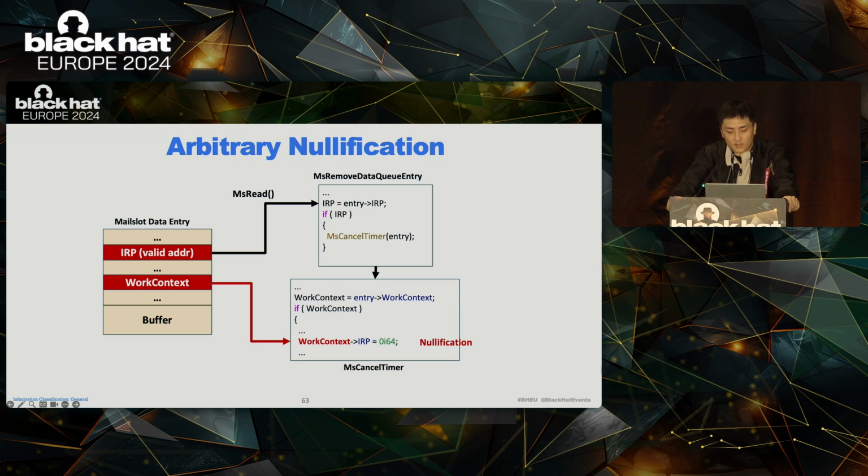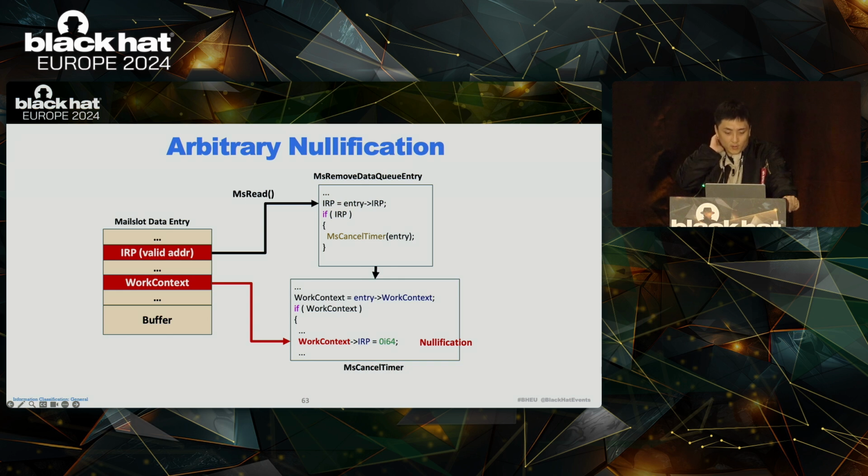Next, let's discuss arbitrary nullification. Arbitrary nullification allows us to set an arbitrary address to 0, which was a powerful primitive in Windows kernel exploits at the time of Pwn2Own. This can be used to create an AARW primitive by setting the previous mode of the thread object to 0.